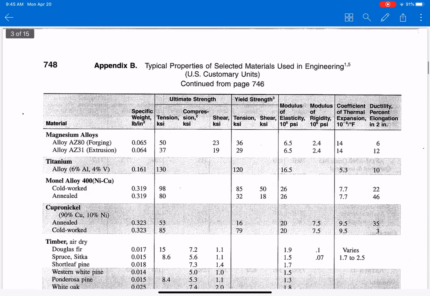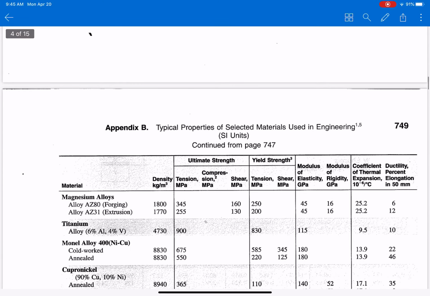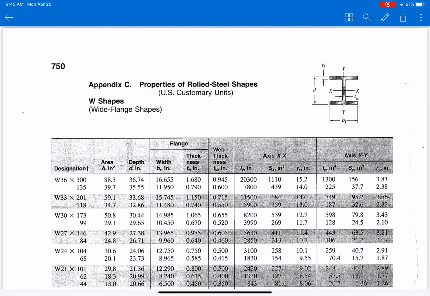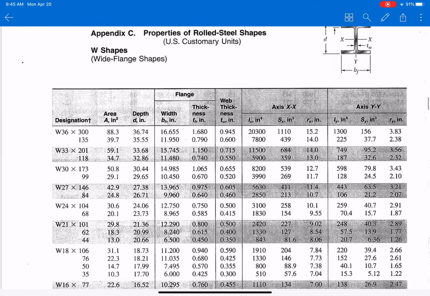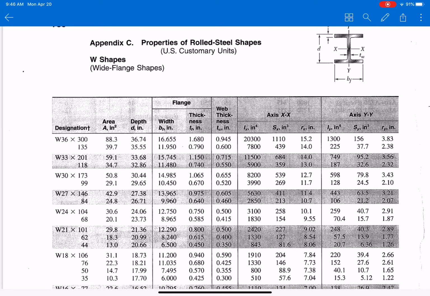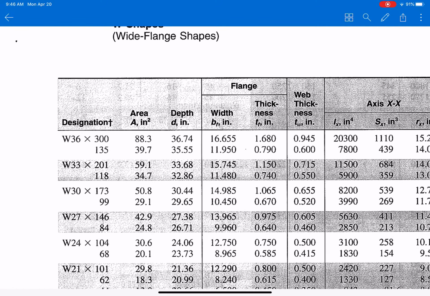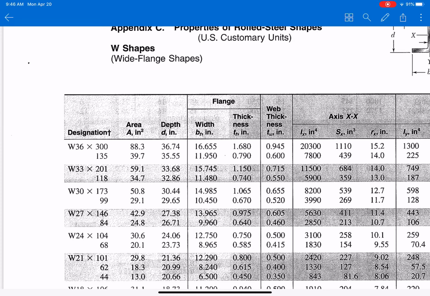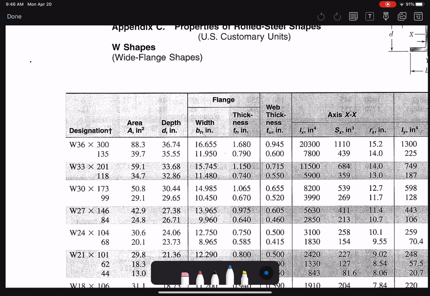Similar to Appendix B, they have both SI units and US customary units. So let's go to the start of Appendix C, properties of rolled steel shapes. W stands for wide flange shape, so that is the start of the symbol for the wide flange, as you can see here. So it is W36 x 300. How can we read that number for each? Let me give one example here. For example, the first one, W36 x 30.